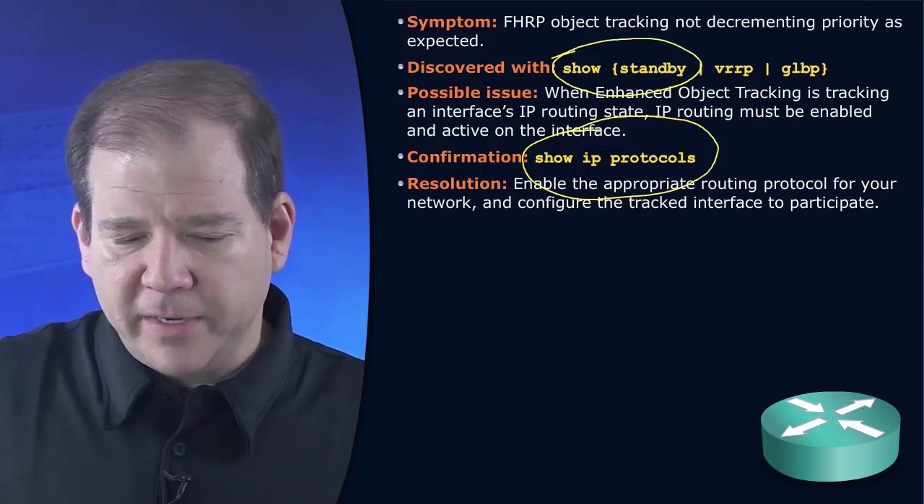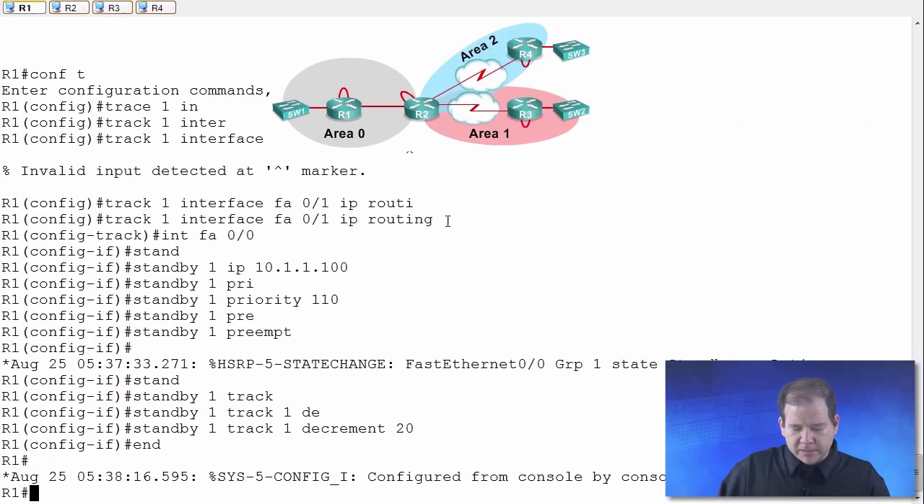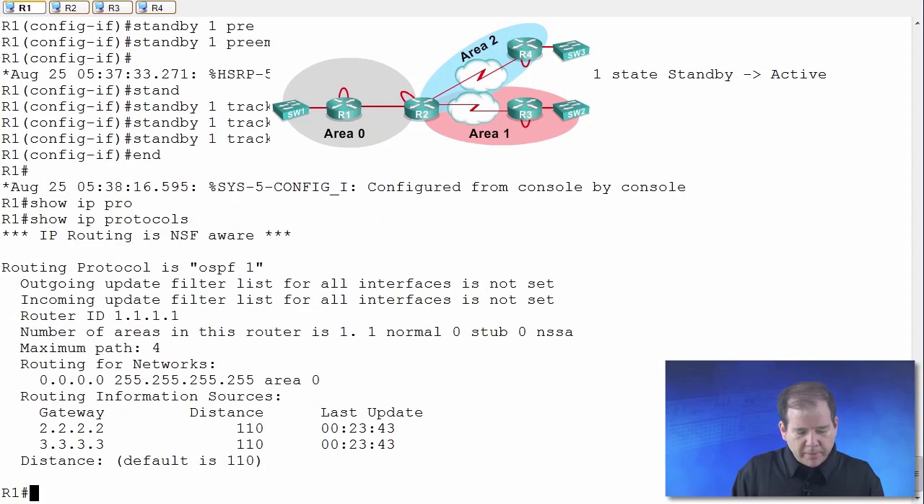Let's go out to a live interface and take a look at this. Let's say that on router R1, things are not working as expected, and we're curious: is the interface that we're tracking, FastEthernet 0/1 right now, enabled for a routing protocol? Let's do a show IP protocols command. And here we see that we're routing for all networks. I've got 0.0.0.0 255.255.255.255. So yes, all interfaces in this case are participating. Okay, great. That's how we would check it.